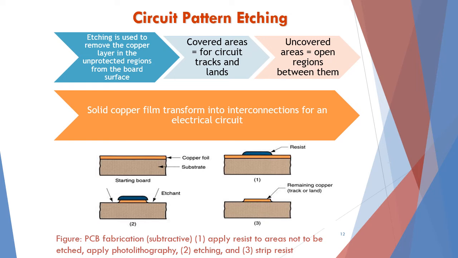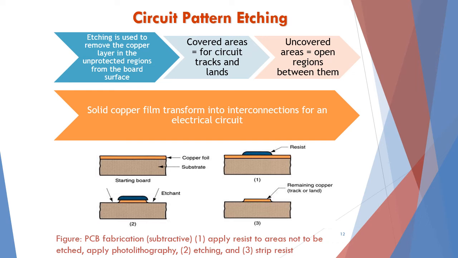Okay, now the next step is circuit pattern etching. Etching is used to remove the copper layer in the unprotected region from the circuit board, so that you can create the circuit. The covered area for the circuit will be the tracks and lines, and the uncovered area will be the open region between them.